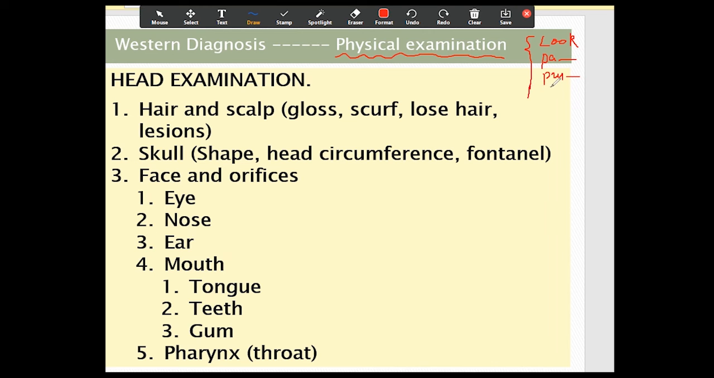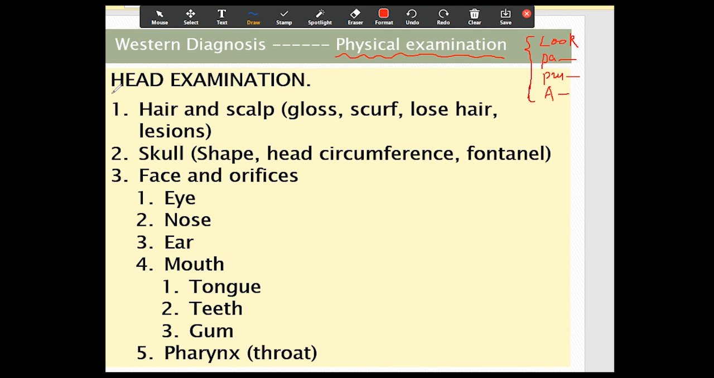And then auscultation means using a special kind of stethoscope to hear the sounds coming from the body. So that's the physical examination ways. When we check different parts, we may only use a couple of them. Some parts we may need to use all of them. So it depends on the part of the body.